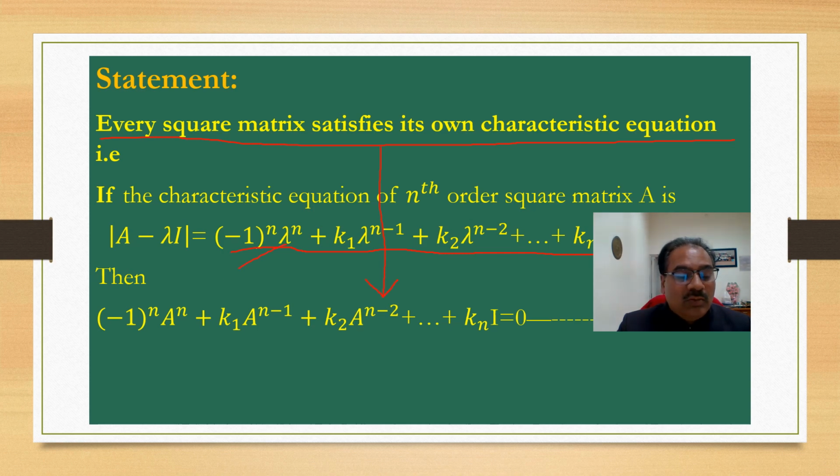It means you may replace this lambda by capital A. And what is capital A? A is the matrix, a square matrix. Then very easily you can write this equation: (minus 1) power n A power n plus k1 A power n minus 1 plus k2 A power n minus 2 and so on up to kn I is equal to 0, where I is the identity matrix. Okay, so this is the statement of the Cayley-Hamilton theorem.